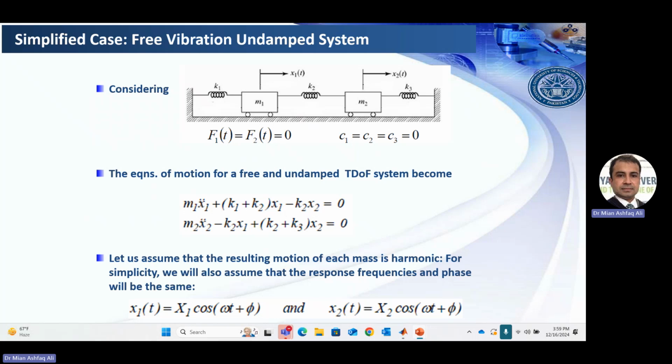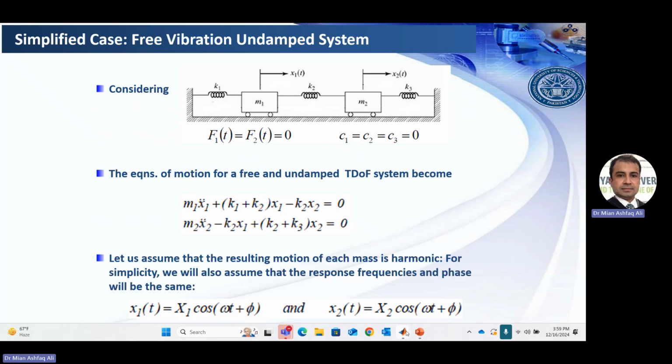So that was a general overview. Now we will model a very simplified case in which there is no damper present and there is no applied force. So the first case is to see how we can model a 2 degree of freedom system in which there are no dampers and no applied force. The same equation will translate into a simplified one like this.